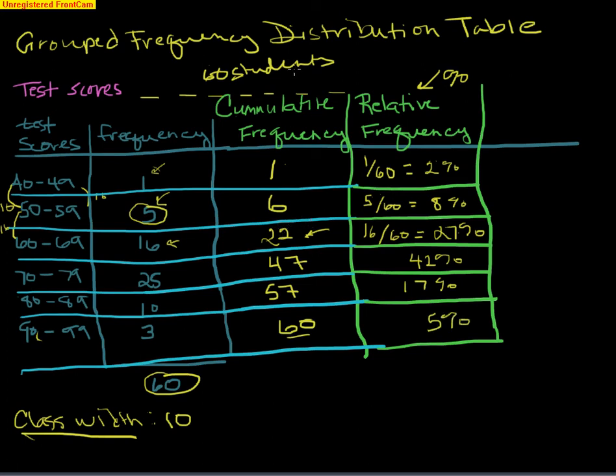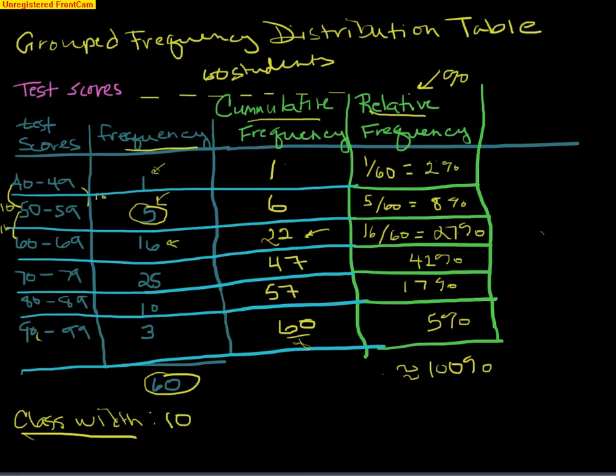And if you sum up all these percentages, what should we get? We should get approximately 100%. Now, if you get 101 or 99, that's fine, it's because of the rounding. Because 100% of your students, all 60 of your students, are below 99. So that is the definition of relative frequency versus cumulative frequency versus regular frequency.